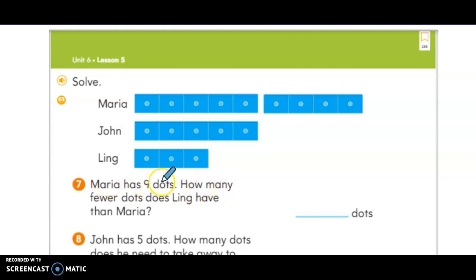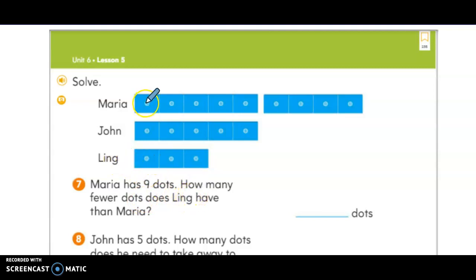So Maria has 9 dots. How many fewer dots does Ling have than Maria? So right now we're not even thinking about John. Don't even look at his. We're talking about Maria and Ling. We're going to compare them and see how many fewer dots does Ling have.